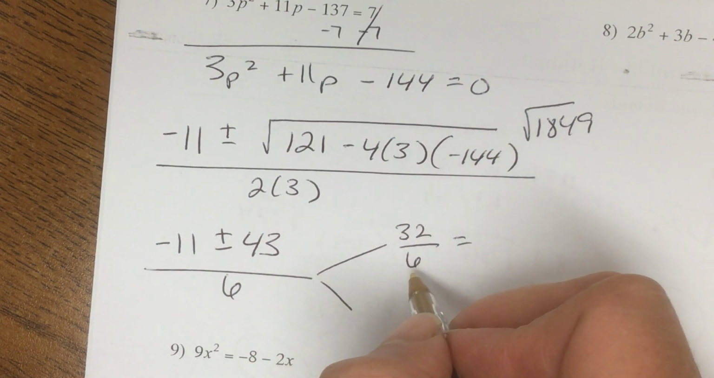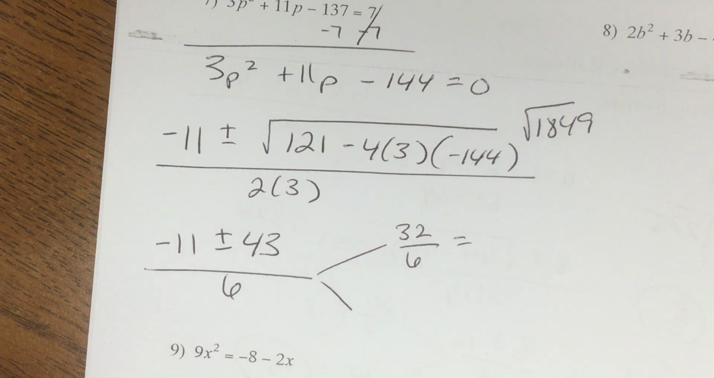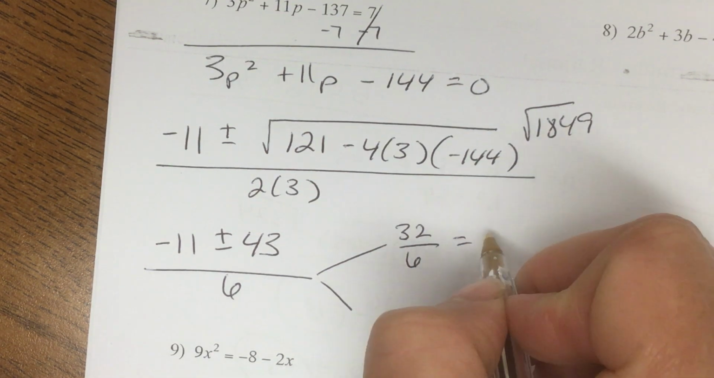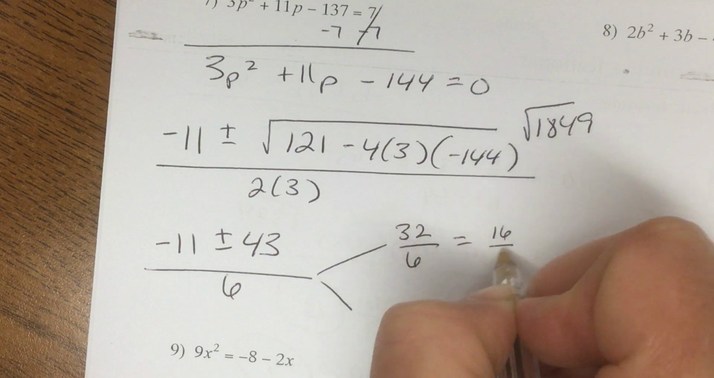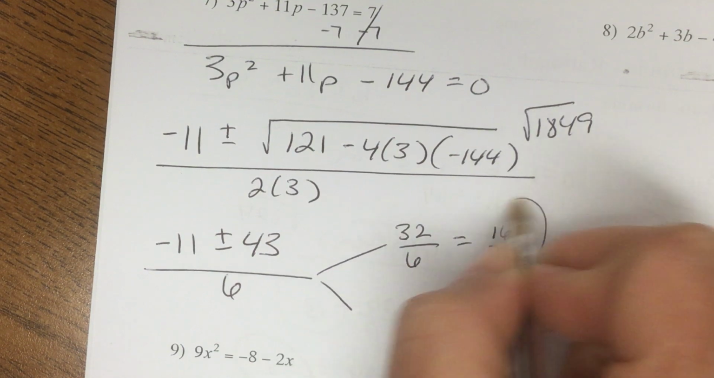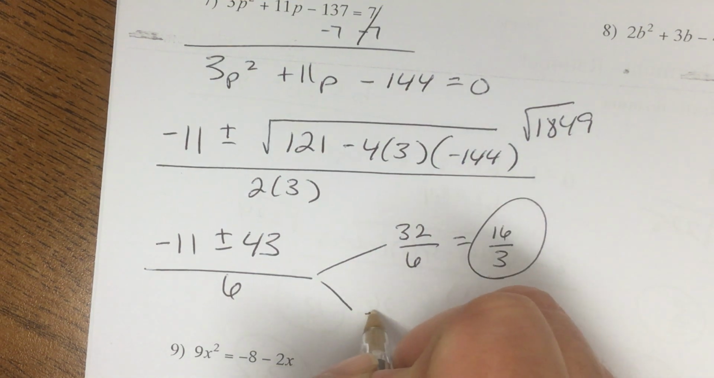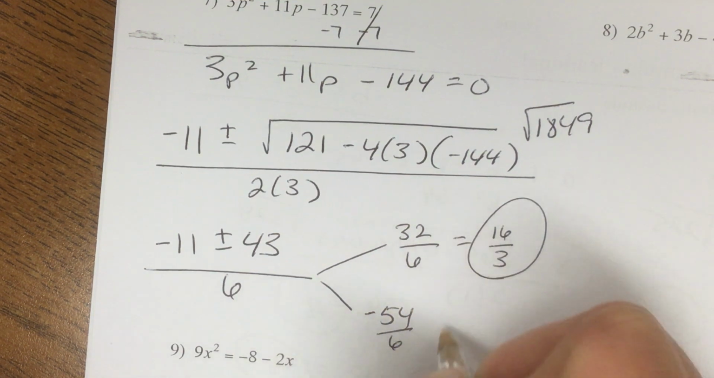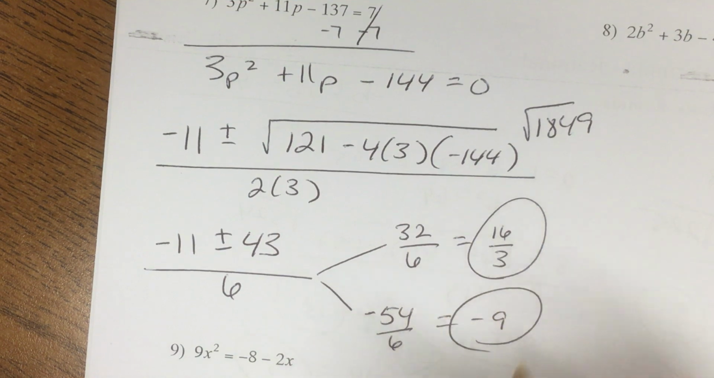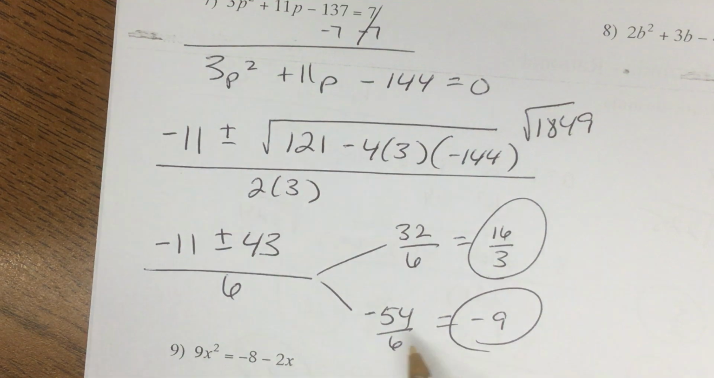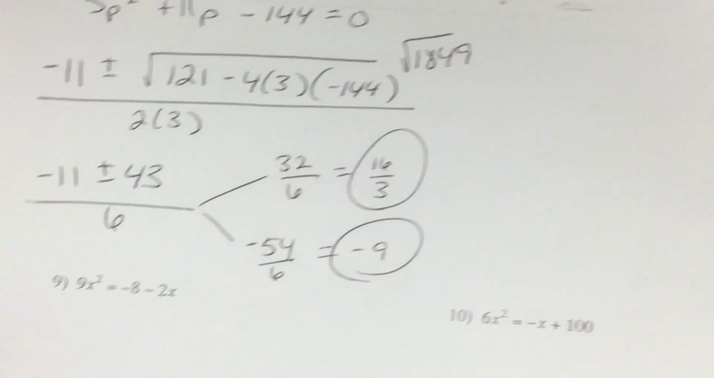Those are both even, so you could punch it in your calculator and change it to a fraction. But if they're both even, I'm going to divide them both by 2, and I get 16 over 3, and then that doesn't reduce anymore, so I'm done. Then negative 11 minus 43 is negative 54 divided by 6 is a negative 9. And if you don't know your times tables, just take negative 54 divided by 6, and you'll see that you get negative 9.